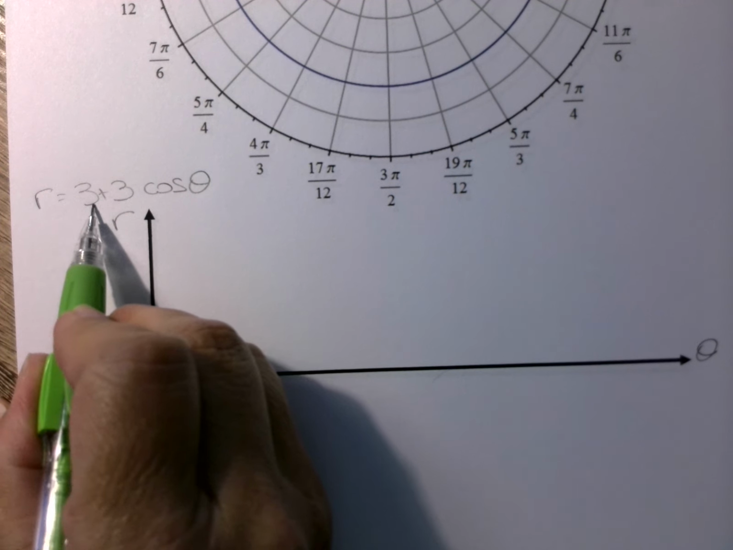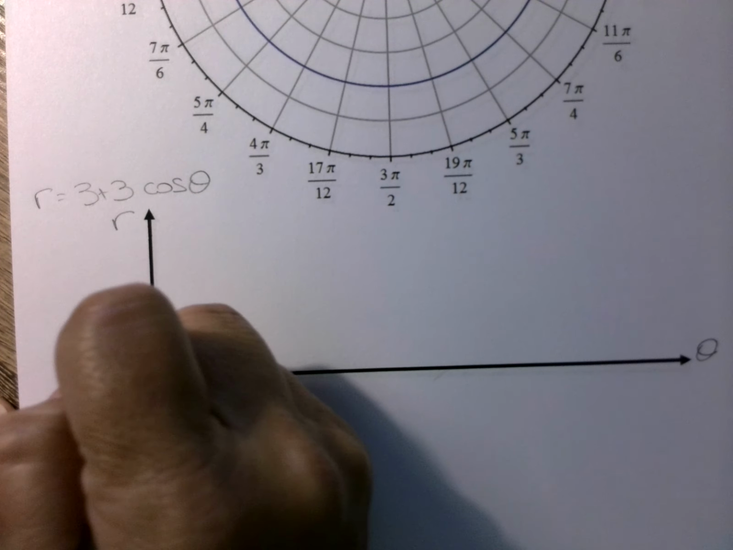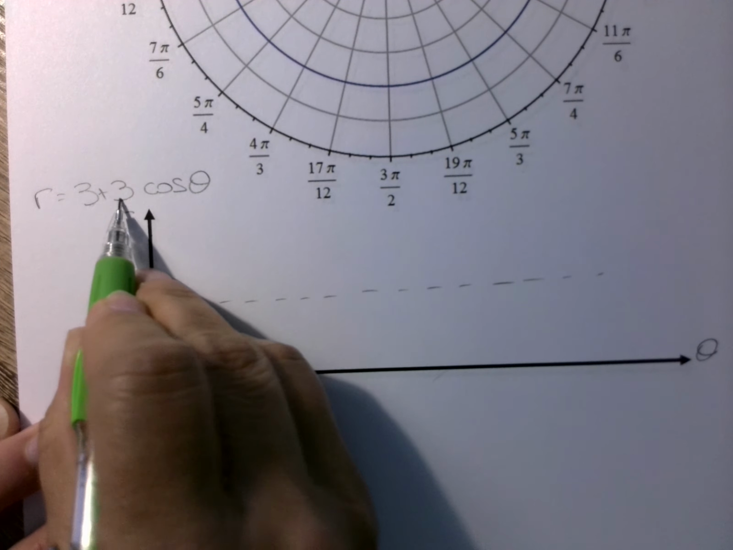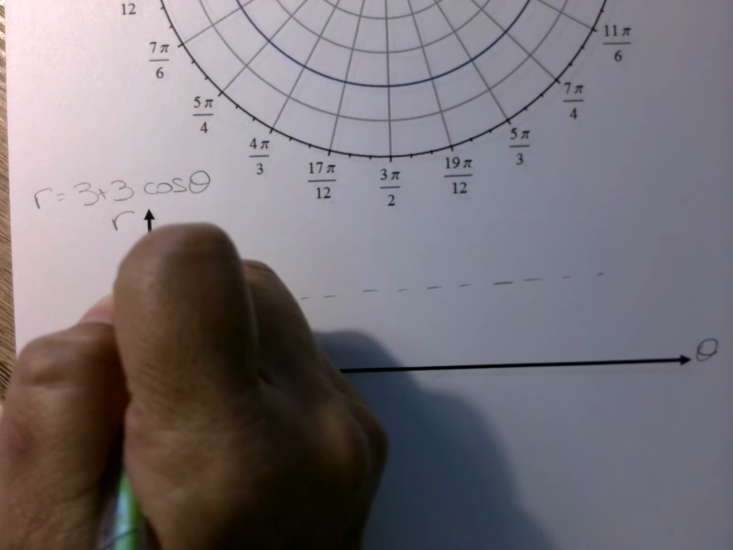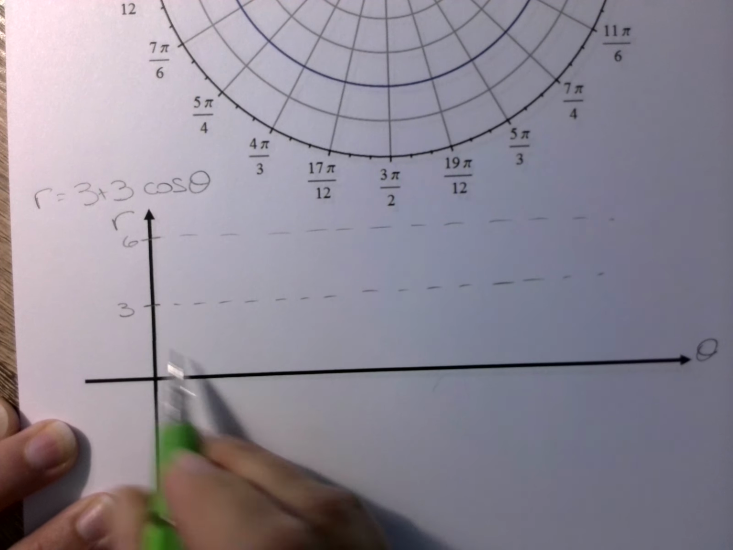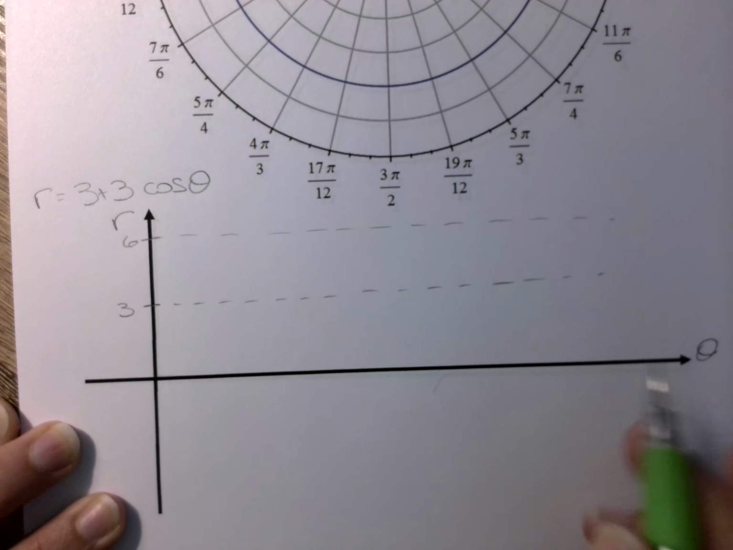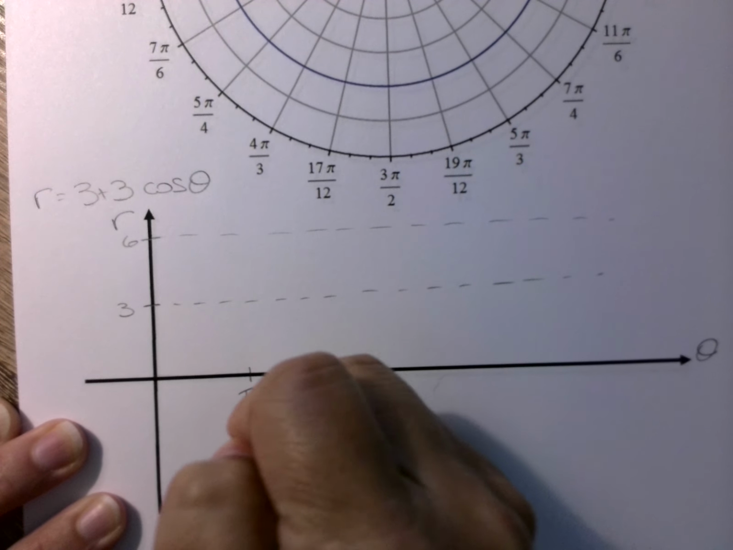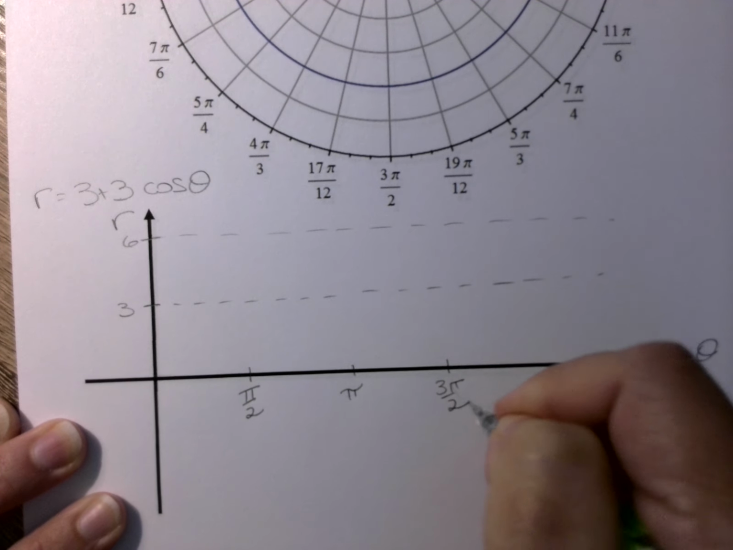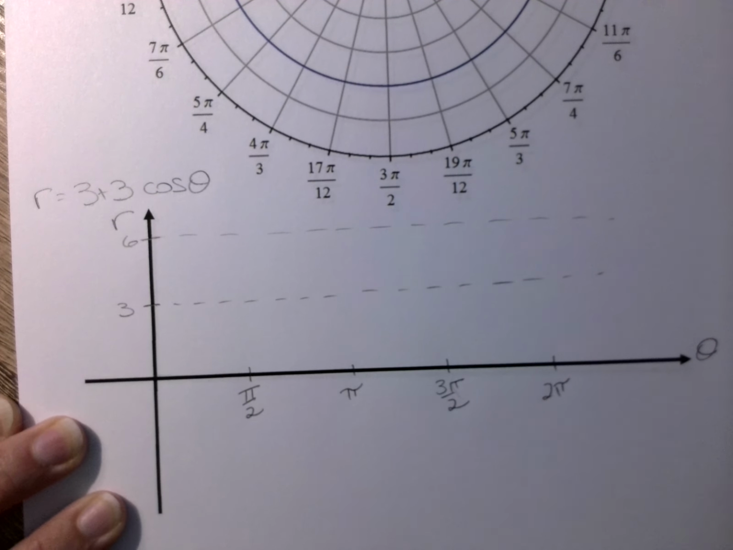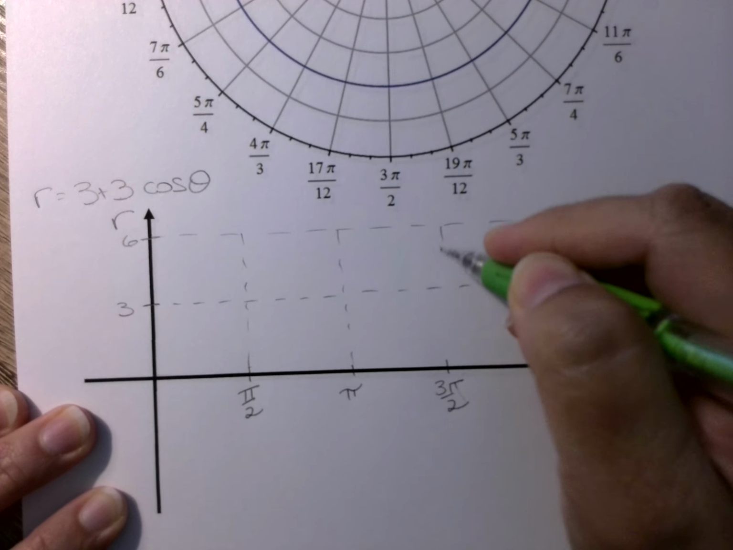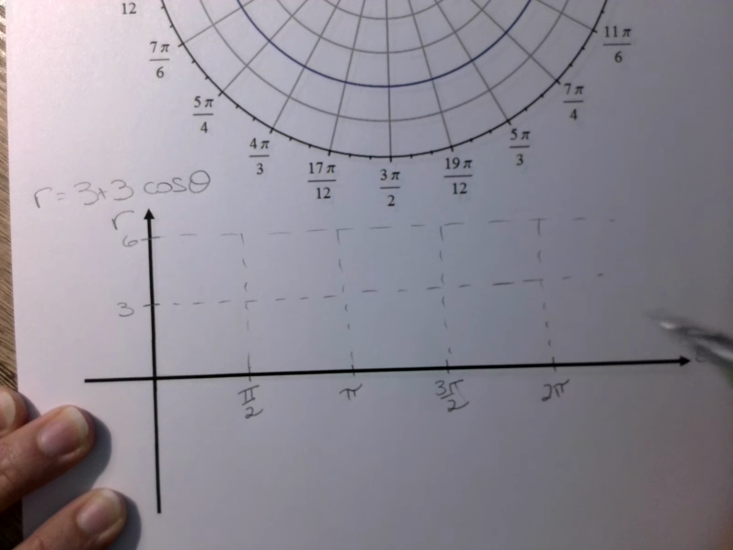We have a vertical shift of 3, which means the midline is going to go up 3 units. And then we have an amplitude of 3. So from the midline of 3, we're going to go up to 6. That's where our max points will be, and down to 0, so our minimums will be at 0. Now, as we graph these on the polar grid, we're going to think about them a quadrant at a time. And so I'm going to mark off those axis angles: pi over 2, pi, 3 pi over 2, and 2 pi.